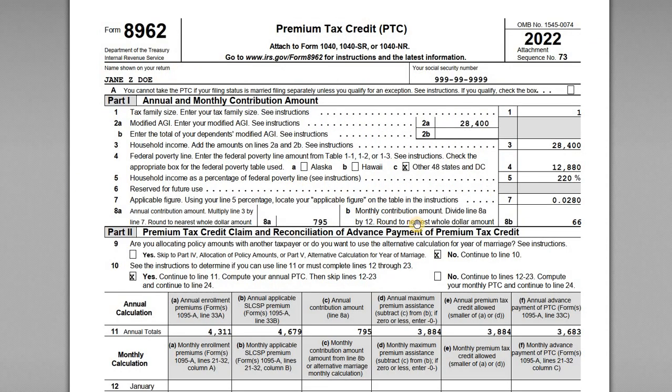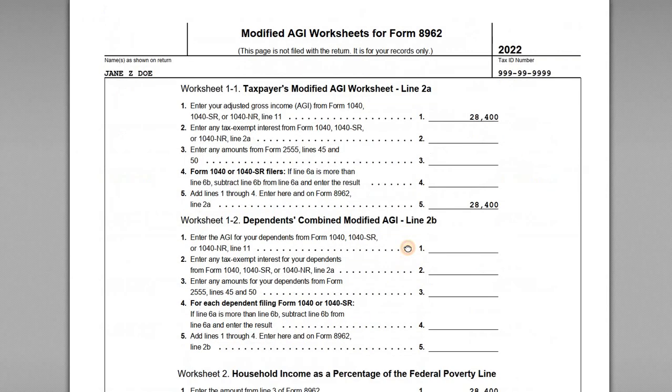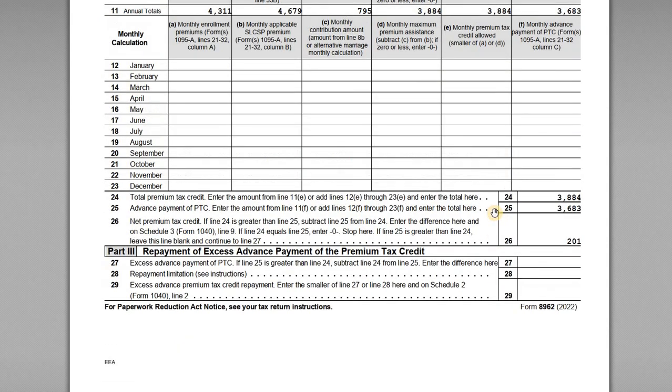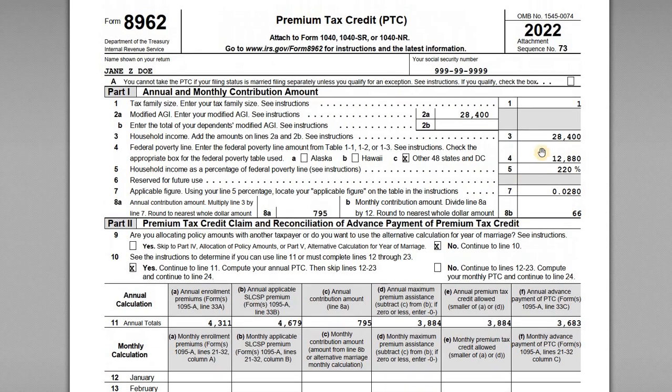Now, the form instructions contain a worksheet to help you make adjustments back to modified AGI. But you'll notice that if you don't have any dependents, your modified AGI is for the most part the same as your AGI, except you make adjustments for tax-exempt interest. So if you have any tax-exempt interest, or if you take the foreign earned income exclusion and have to complete a form 2555, you might have some adjustments there. However, in this case, none of those apply. So $28,400 is Jane's AGI, and that's also her modified AGI for purposes of these worksheets.